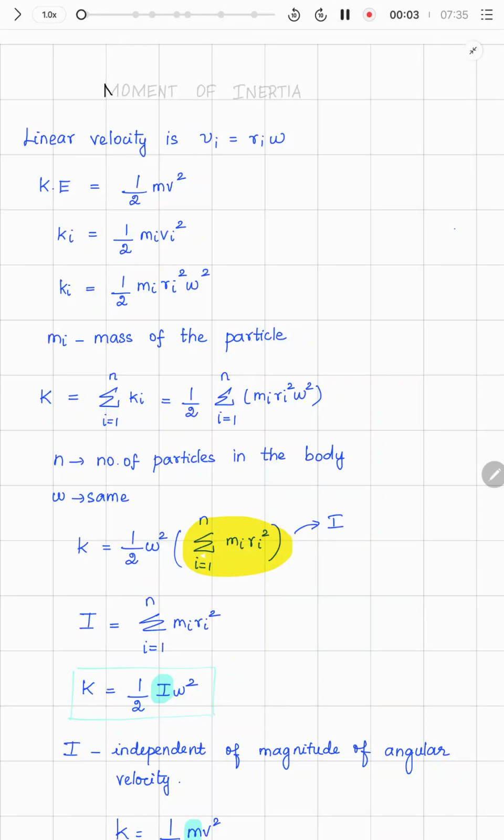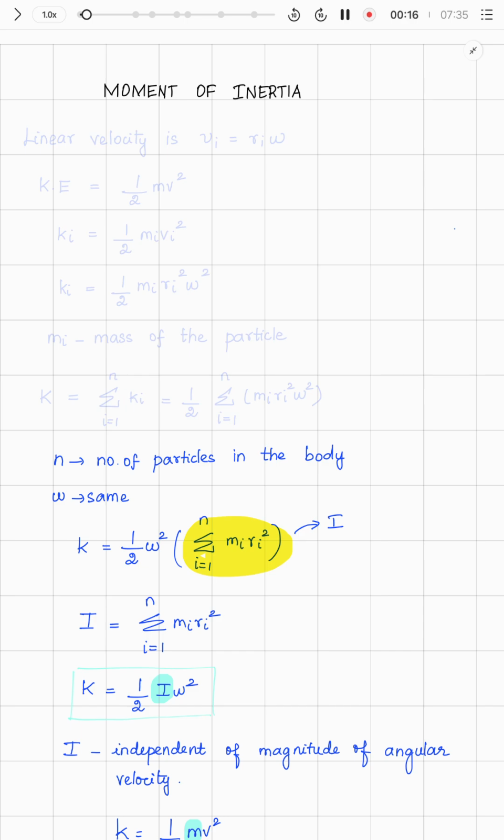Today we are going to discuss moment of inertia. If a body is rotating about a fixed axis, then the linear velocity of the body is given by Vi is equal to Ri omega.